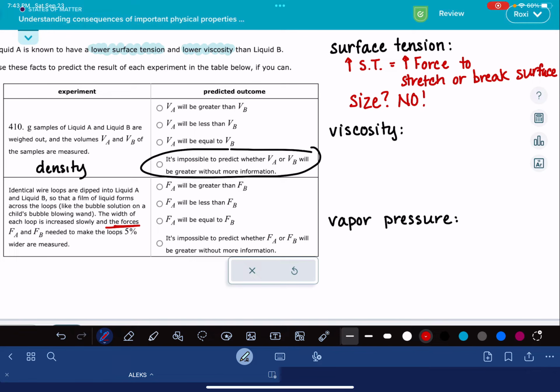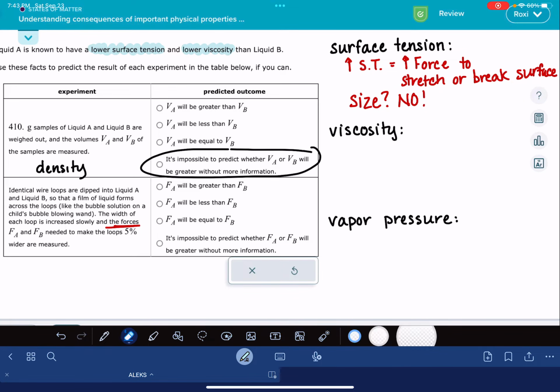And there were quite a few problems where I saw ALEKS saying it's got like 5 milliliters of a liquid A, and 5 milliliters of liquid B, and they're turned into little spherical droplets. What are the relative sizes of those droplets? No, don't be tempted to answer that question using the information about surface tension, because the size of the droplets has nothing to do with surface tension.